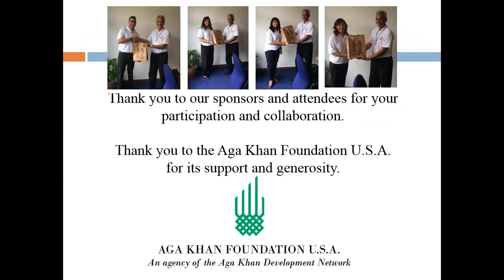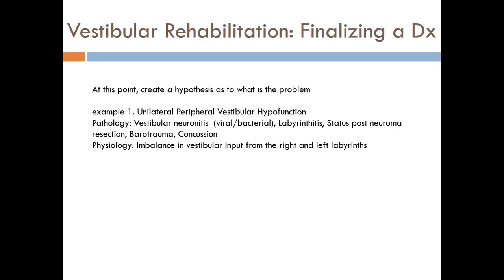What are the possible pathologies of this issue? We said either a viral or bacterial infection, labyrinthitis, which is the local inflammation of the labyrinth or the cochlea. It could be a status post neuroma resection. A neuroma resection is the removal of a tumor on the auditory nerve, which sometimes needs to be cut away in order to allow for transmission of sound. As a result of that surgery, you may have some diminished vestibular function, or vestibular hypofunction.